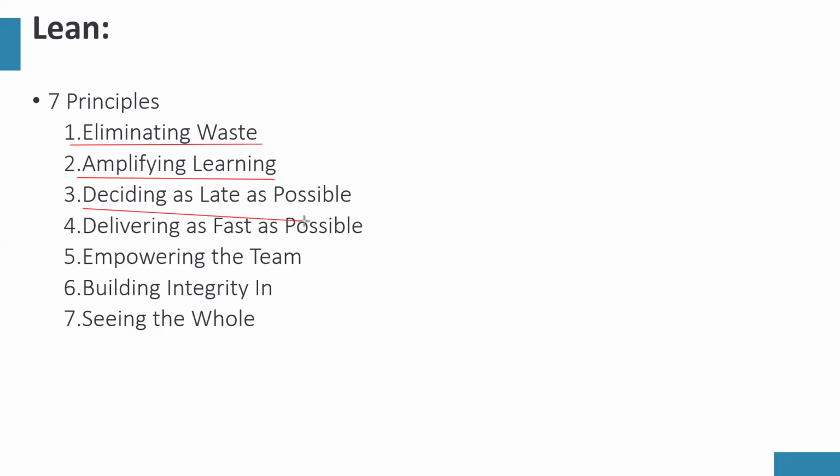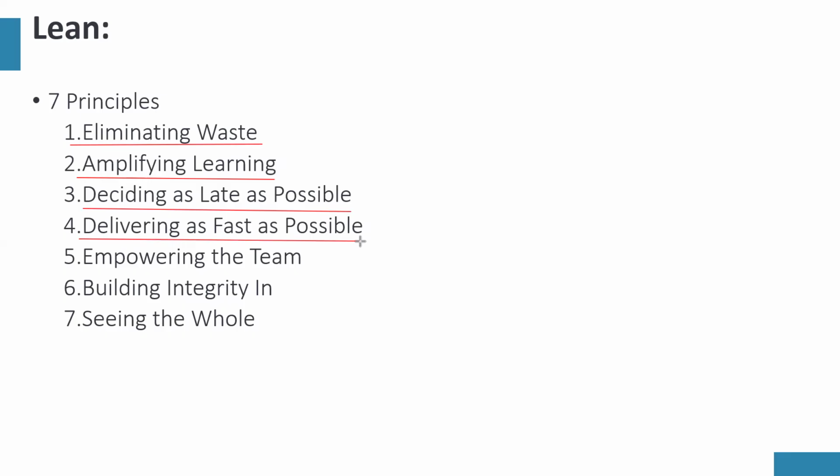Deciding as late as possible. This is when we want to make some critical decisions in building some features, but we want to wait till the latest responsible time so that we can get to know all the information we need before creating our feature. Delivering as fast as possible. Lean is about speed, and delivering as fast as possible is the goal in Agile.